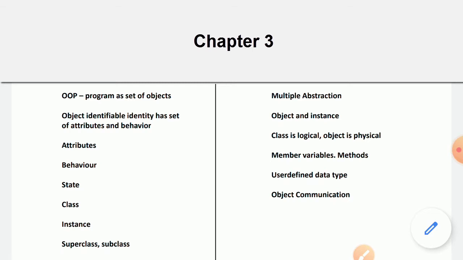So starting with the definition of an object. What is an object? An object is any identifiable entity that has attributes and behavior. Any object will have three elements. One is identity, second is state, and the third is behavior.